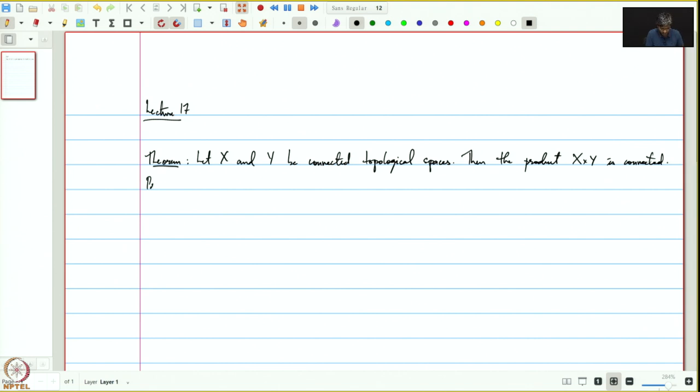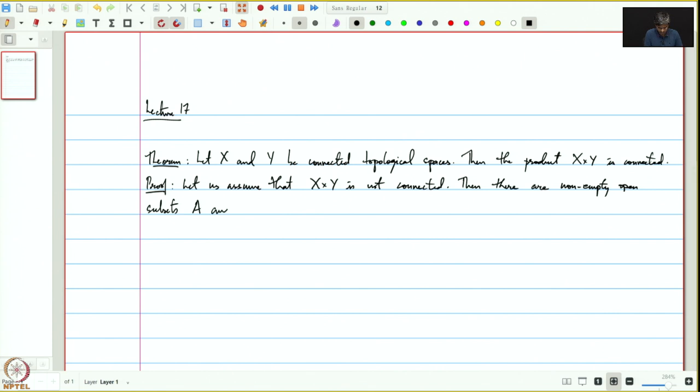So let us prove this. So let us assume that X cross Y is not connected. Right? So then there are non-empty open subsets A and B such that this product is the disjoint union of A and B. Okay.